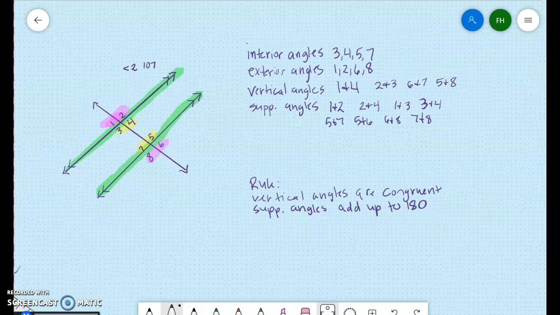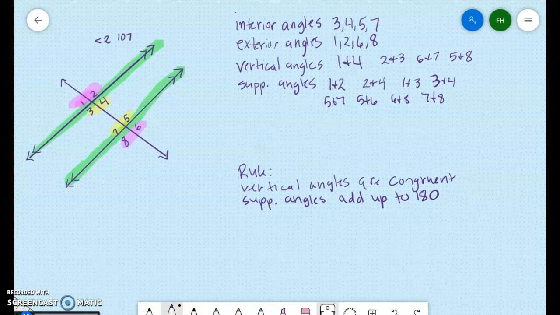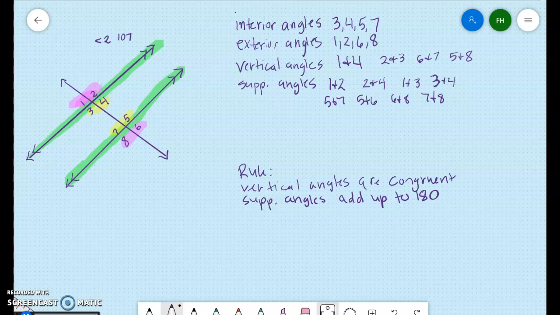Okay, so now we have what we call alternate exterior. They're going to be on the outside of the fence and opposite of each other. You couldn't pick anything in yellow because those are inside. So they're opposite of each other on the opposite sides. So like 1, you could make an X. So 1 and 6 and 2 and 8, those would be alternate exterior.